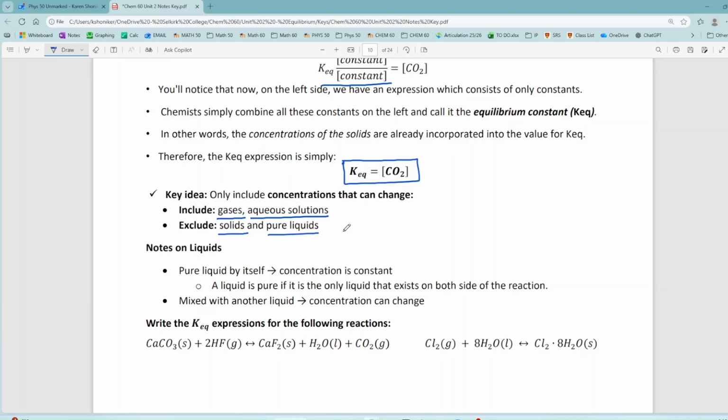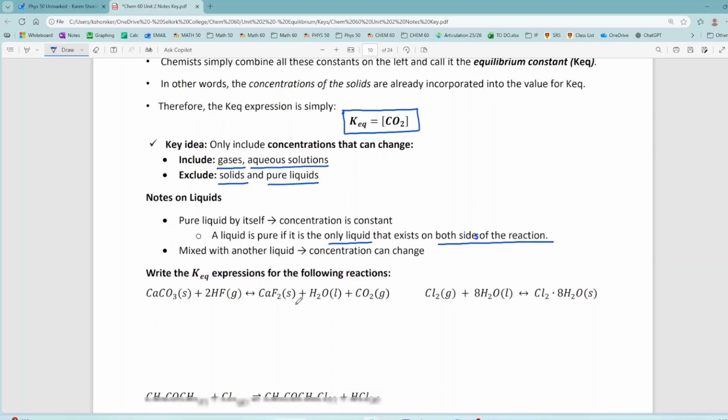Liquids can be kind of tricky. For a liquid not to count, it has to be a pure liquid by itself so that the concentration is constant, which means that it's the only liquid on both sides, I'll fix that typo, on both sides of the reaction. As soon as it's mixed with another liquid, the concentration can change. So let's just make this clear by doing a couple of examples.